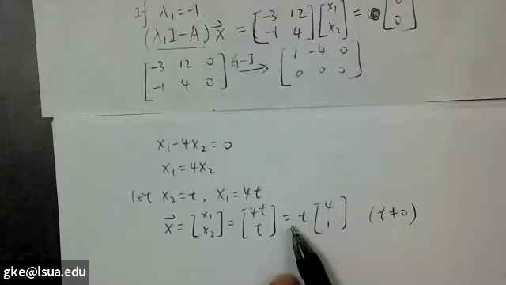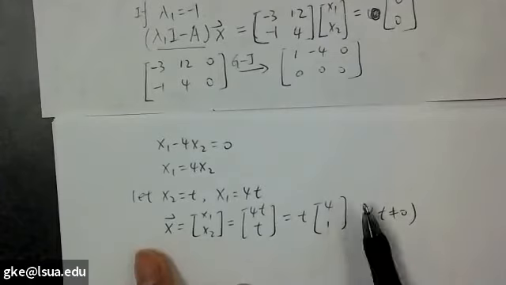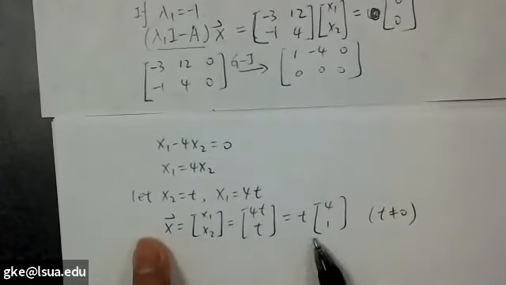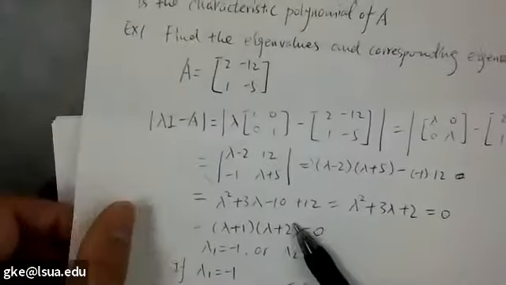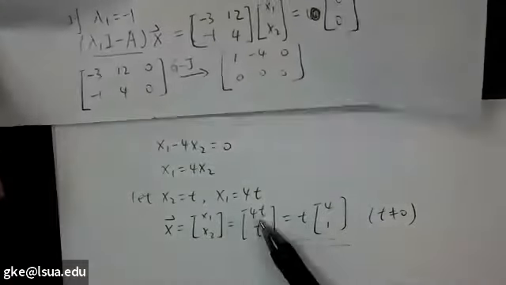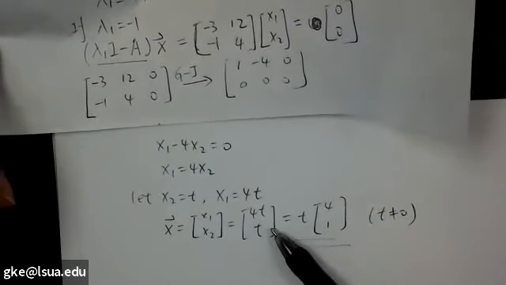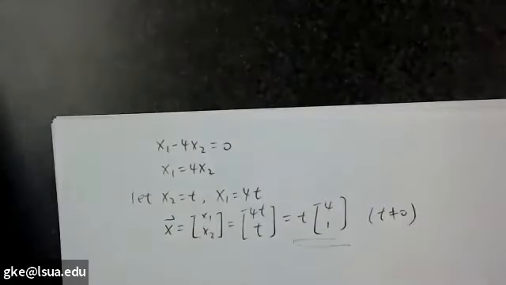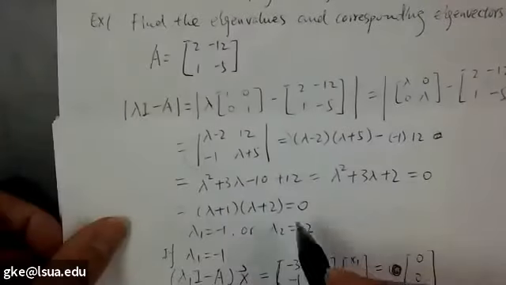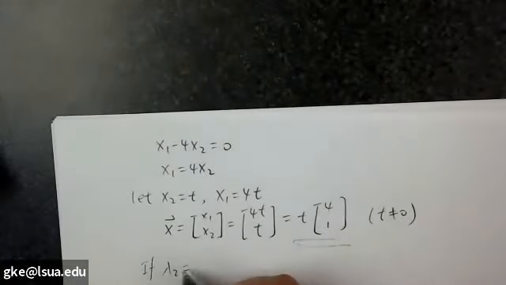So we have infinite solutions for the eigenvector. The eigenvector can be written as this one. Okay. We have a unique solution for the eigenvalue. However, for each eigenvalue, we can have infinitely many eigenvectors. Okay, eigenvector.